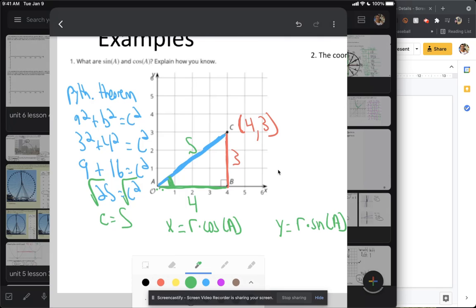So I just wrote those formulas down, and I can go ahead and fill in what I know. So for example, I know that x in this case is 4. I know that radius is 5. That's the hypotenuse. So I can fill that in. And for the other one, I know that y is 3. Okay. And once again, the radius is 5.